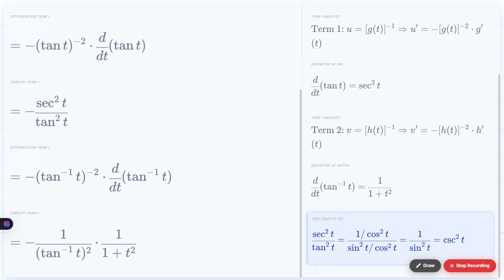We use math rules to change secant squared divided by tan squared into cosecant squared. We do this to make the first term easier to read. Trigonometry rules allow us to swap these terms.